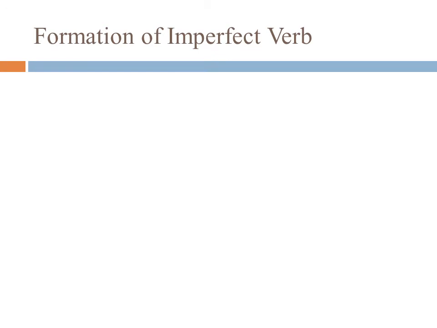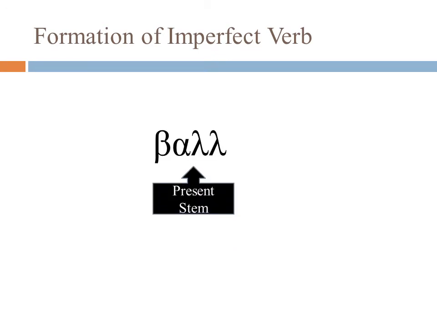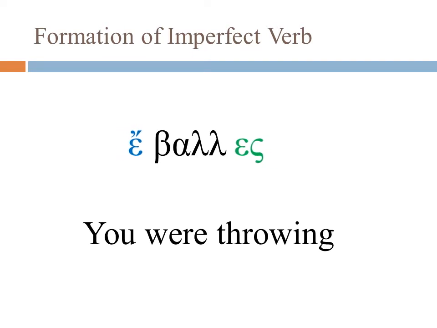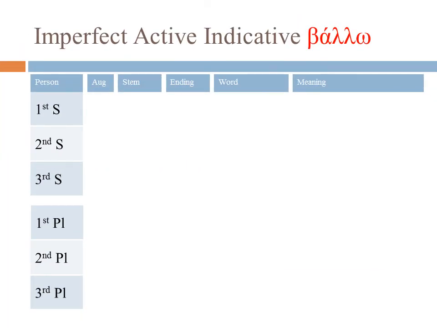Formation of the imperfect verb. We begin with a present stem, not an imperfect stem. We begin with a present stem. And if you remember, the present stem had two lambdas. So βάλλω begins with a present stem with two lambdas. We have an augment, and we add secondary endings to it. So we'll get ἔβαλλες, you were throwing. The imperfect active indicative of βάλλω, I throw.